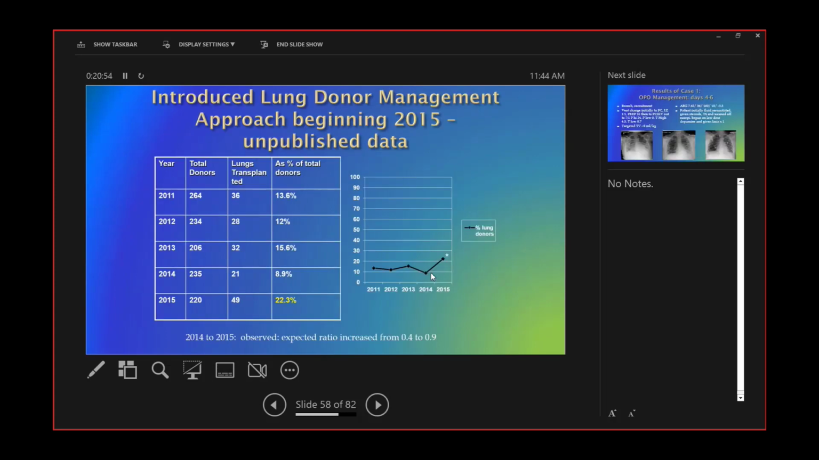Oh yeah, this does have. So this was the second. This was when I did some consulting back in 2015, and around 10% of their donors were lung donors, 9% or 10%, and we got them up to about 22%. And we took their ODE in a year of doing this from 0.4 up to 0.9. So they were a really poor performing lung transplant center, and they got to be about an average performing lung transplant center implementing this protocol.